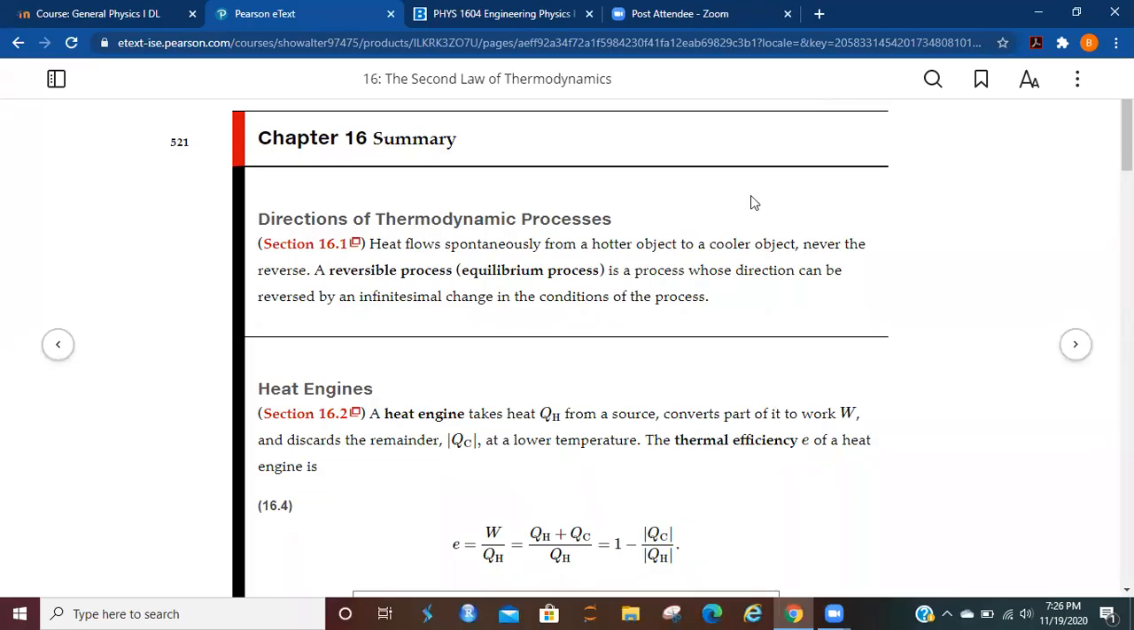Okay, this is going to be chapter 16, section 1 lecture. The summary here is that heat flows spontaneously from a hotter object to a cooler object, and it doesn't go the other way. A reversible process or an equilibrium process is a process whose direction can be reversed by an infinitesimal change in the conditions of the process.